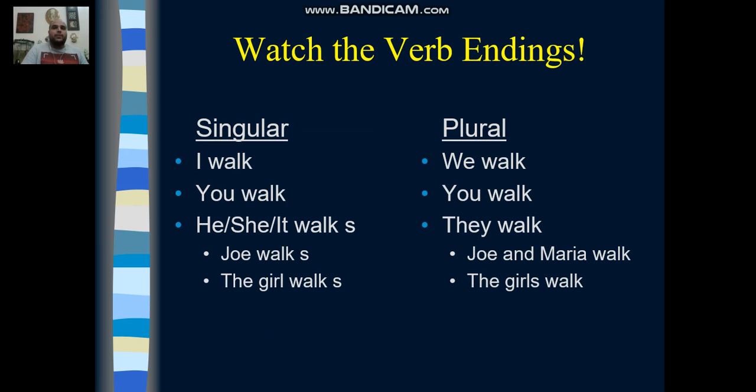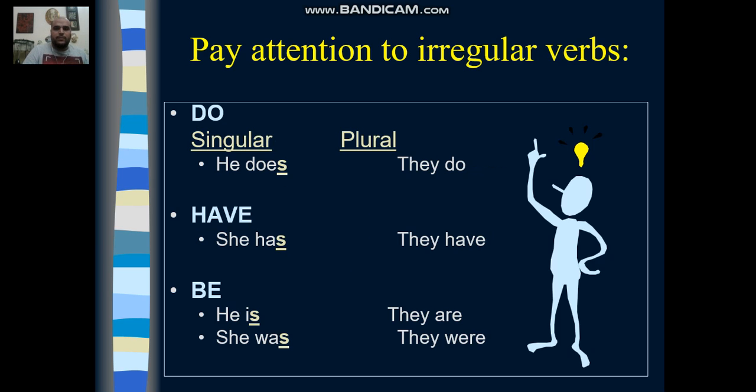Now watch the verb endings. I walk, you walk. Of course, we're not going to add anything to the verb here. He, she, it walks. Of course, we have to add an s. It's a regular verb, walk. It's a weak regular verb. Plural, we walk, you walk, they walk. Joe and Maria walk. This is obvious. Now let me go to my problem.